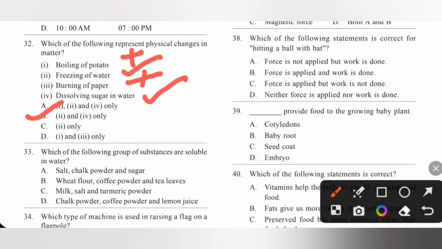33. Which group of substances are soluble in water? A. Salt, chalk powder, sugar. So here chalk powder will not dissolve in water. B. Wheat flour, coffee powder, tea leaves. So here wheat flour and tea leaves are insoluble in water. C. Milk, salt, turmeric. So milk, salt and turmeric powder will dissolve in water. D. Chalk powder, coffee powder, lemon juice. Again chalk powder is insoluble in water. So option C is the correct answer.